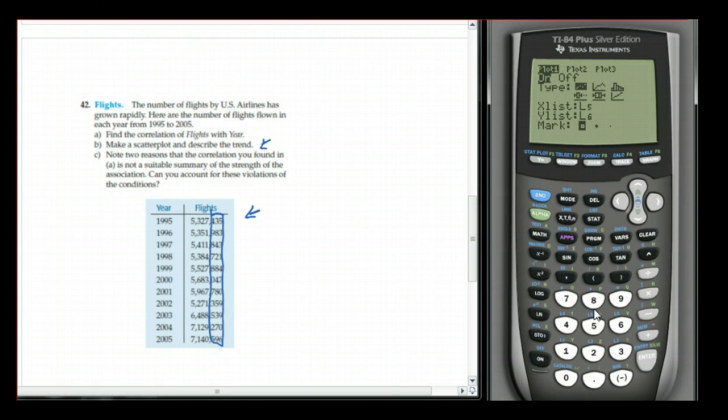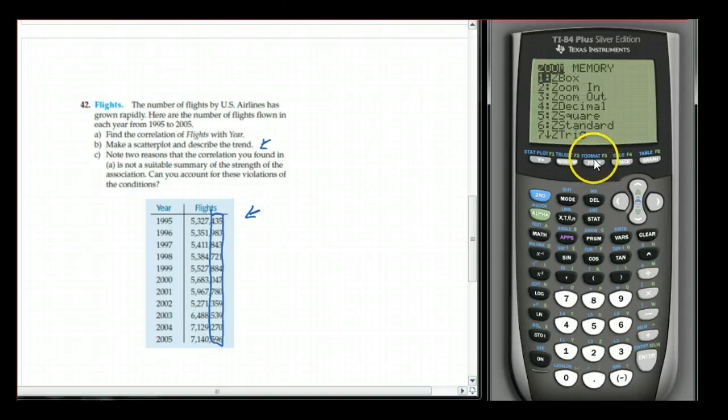And if you want to get cute here, you can name your lists. You can actually put the letters year and flights to name your list, and you can pull up all the lists from second function here. There's all the lists there. You can pull them up, and any one you create will be in there. Okay, back to this.